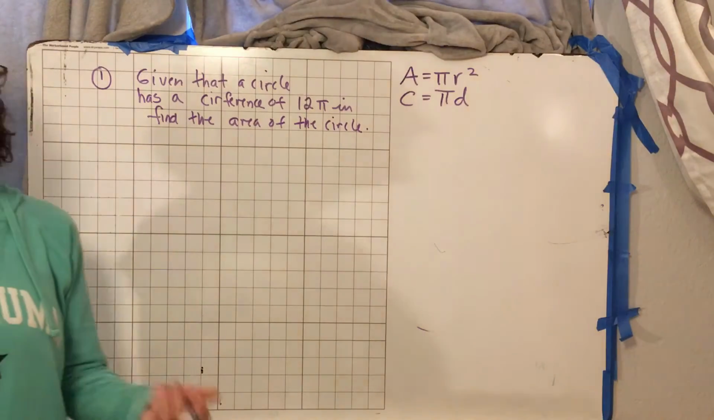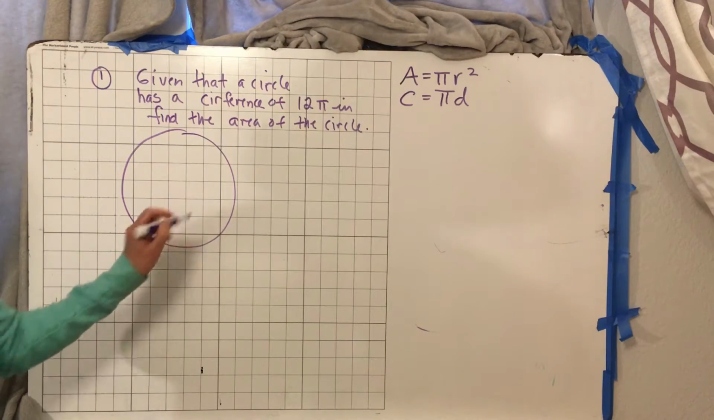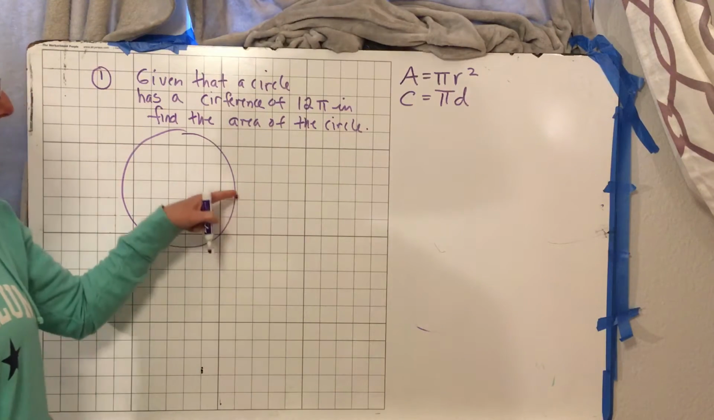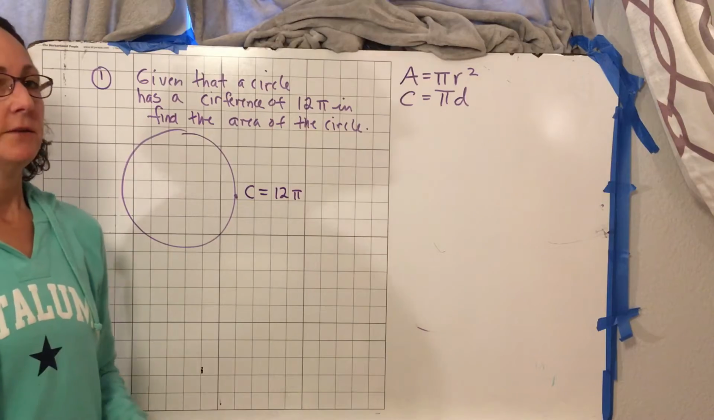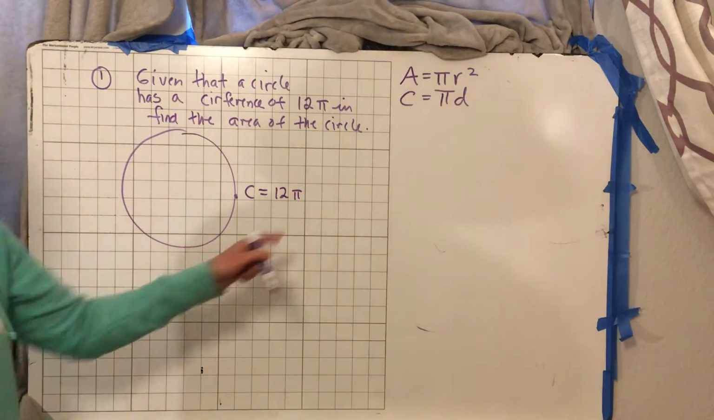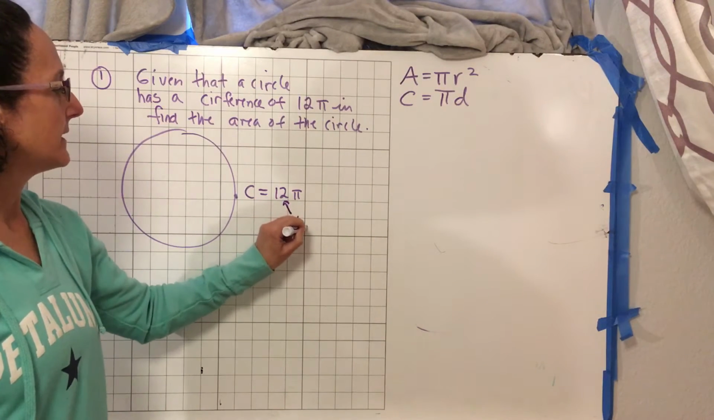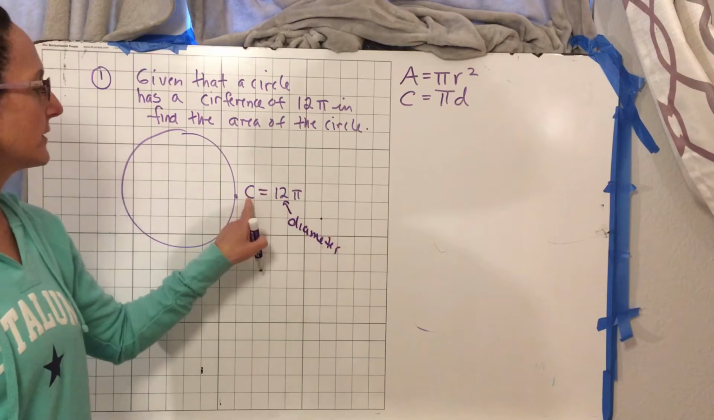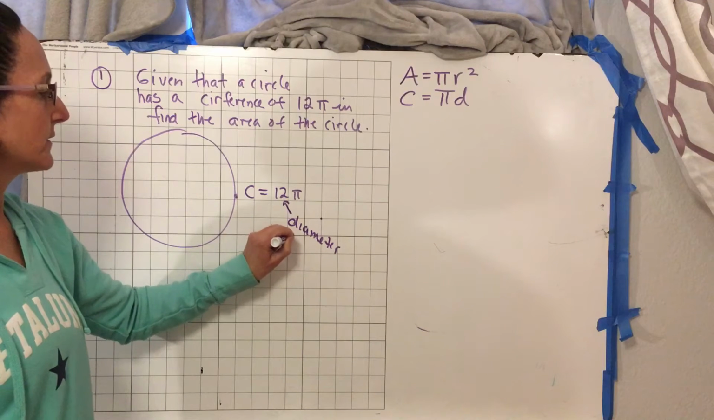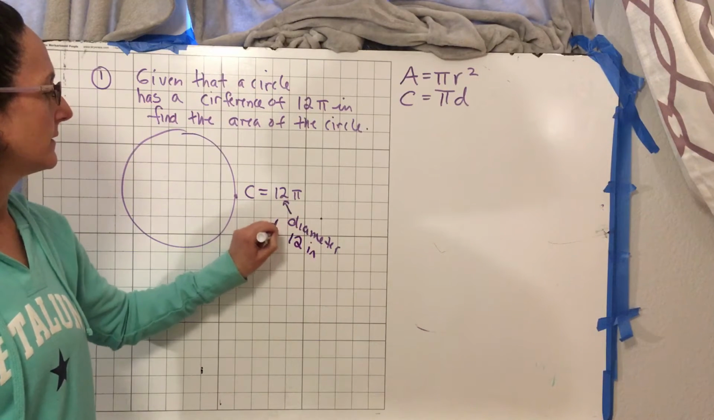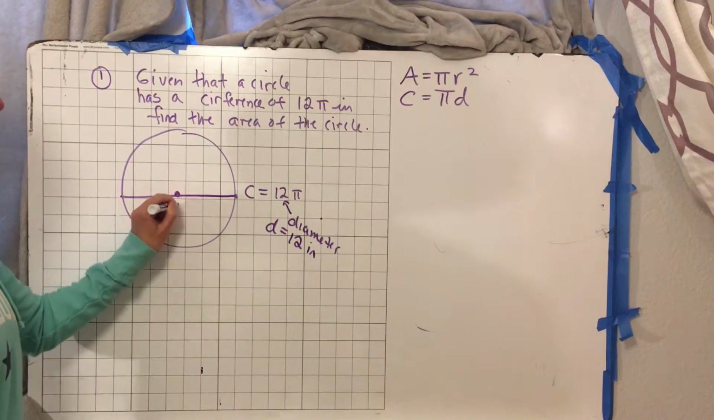Okay, so let's go ahead and draw that out. So we have a circle. I'm just going to freehand this one. It says it has a circumference of 12 pi, which means if I went all the way around like this, that would be 12 pi. But you guys know that the circumference formula is circumference equals pi d. So this has to be the diameter, because circumference equals pi times diameter. So basically this is saying that the diameter of the circle is 12 inches. So that means that this right here is 12 inches.